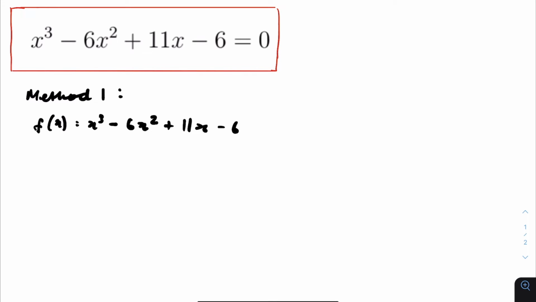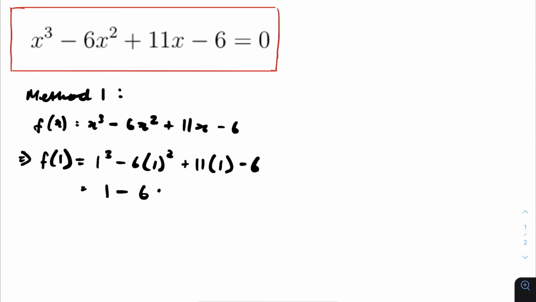So let's start this process by putting f of 1. That gives us 1 cubed minus 6 times 1 squared plus 11 times 1 minus 6 when we substitute 1 in, which gives us 1 minus 6 plus 11 minus 6, which is equal to 0. So we've actually found the first factor already, which is x minus 1. Now we can stop there with the substitution and the trial and error, and now we can proceed to the main method.